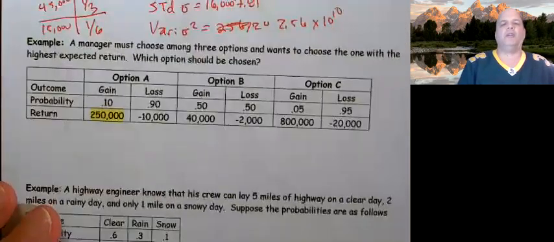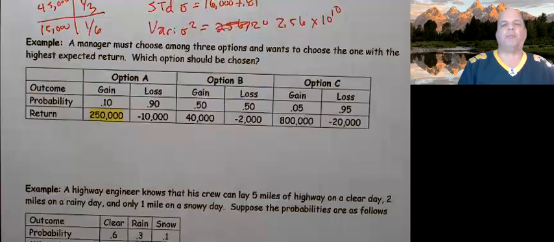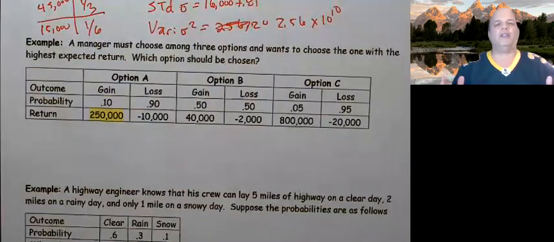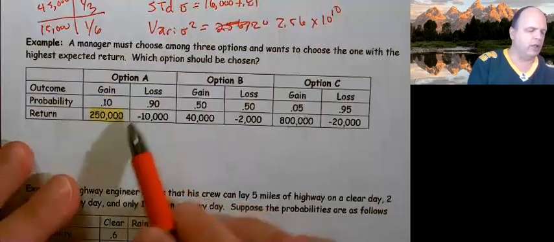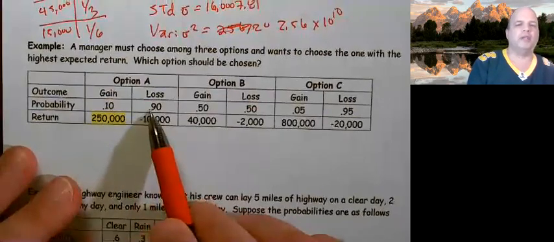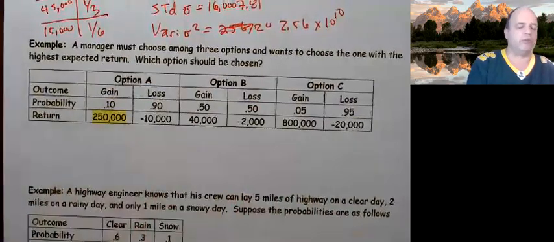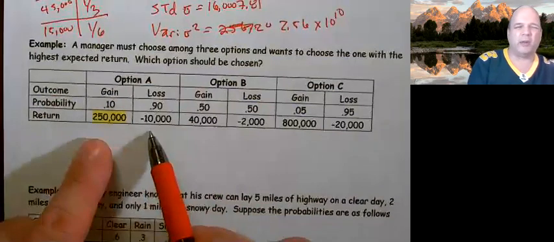All right. So a manager must choose between 3 options and wants to choose the one with the highest return. Which option should they choose? This is a confusing problem because people want to combine things, and we can't do that. We got to look at them separately.